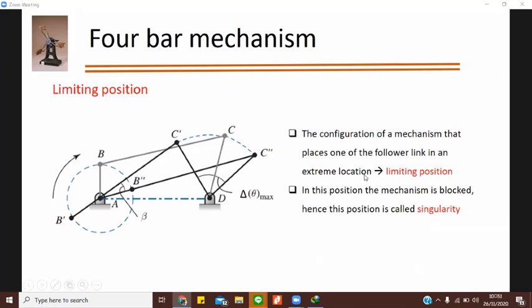In this position, the mechanism is blocked, and hence this position is also called a singularity, because you have restricted one of the degrees of freedom, or you're not able to do any task there because of the blockage of the mechanism. So that's called singularity. For example, over here you can see these two links are now in the same line and it is blocked. That's an example of a crank rocker mechanism.